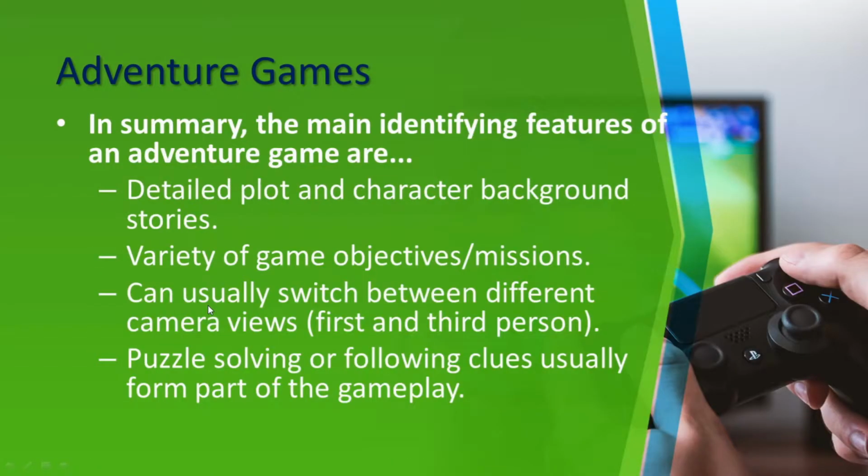Now let's continue. In summary, the main identifying features of an adventure game are the following: detailed plot and character background stories, a variety of game objectives or missions, and the ability to casually switch between different camera views, either first person or third person. Puzzles, problems, or following clues usually form part of the gameplay.